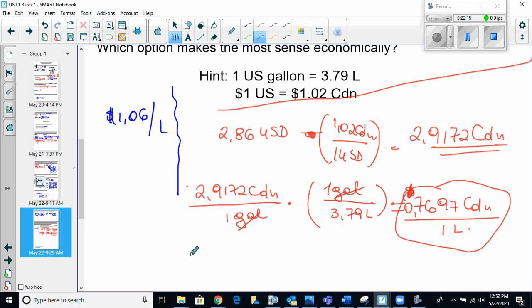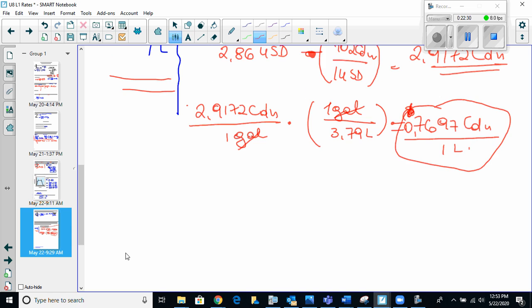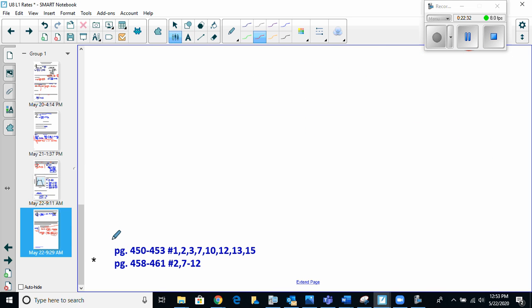So the best price to buy is in the US, since we are dealing with 0.77 Canadian per 1 liter, rounded to the nearest hundredth, versus 1.06 in Canada.